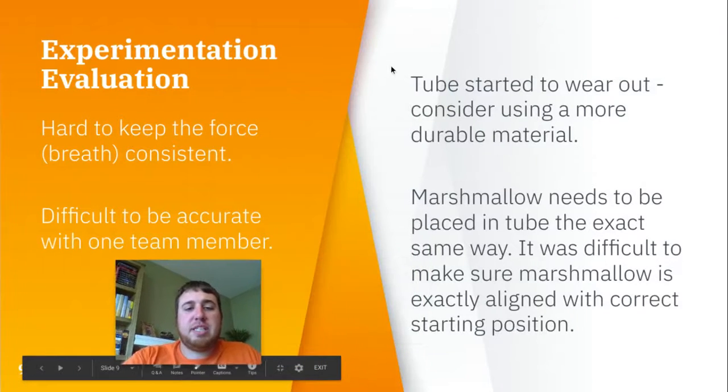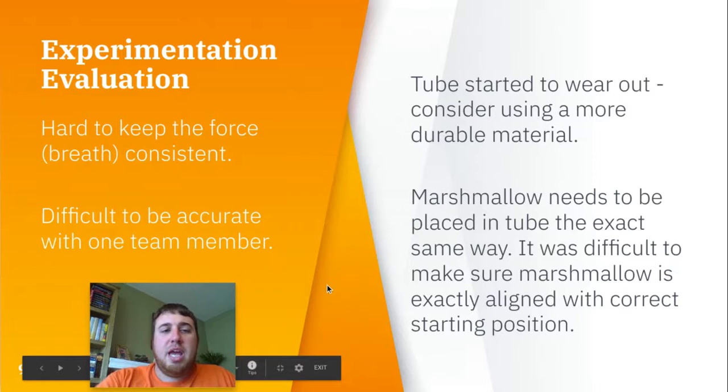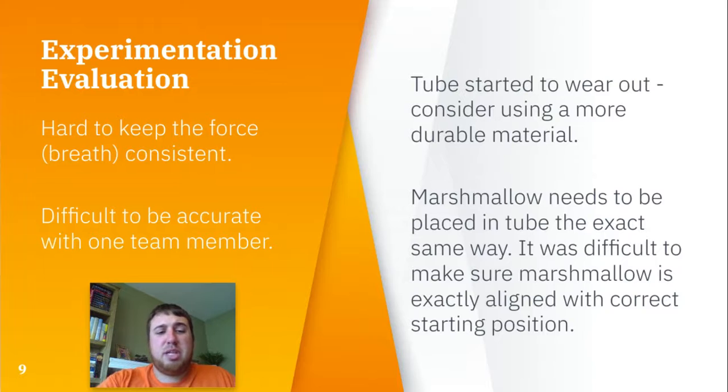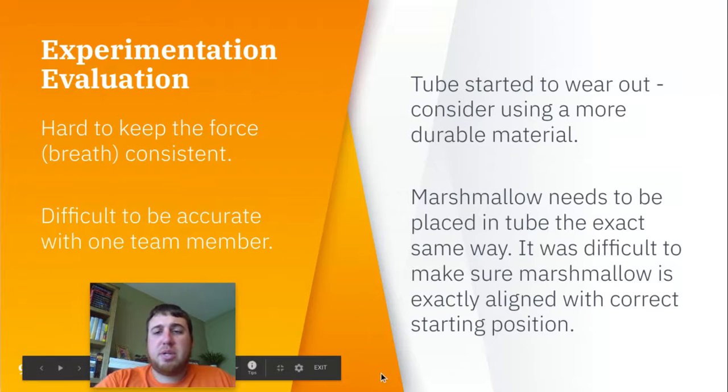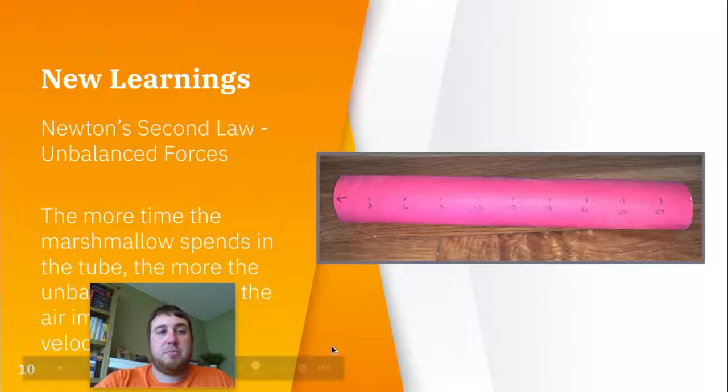In evaluating my experiment, which is a key tenet of inquiry, it was hard to keep the force on the marshmallow, my breath, consistent. It's difficult to do this by myself. I really needed another team member to help keep things in control and get accurate measurements. My tube started to wear out, so I would consider using a more durable material. And it was difficult to make sure the marshmallow was placed the exact same way in the tube every time and make sure it was aligned at the correct starting position. So these are things I might account for in a future experiment.